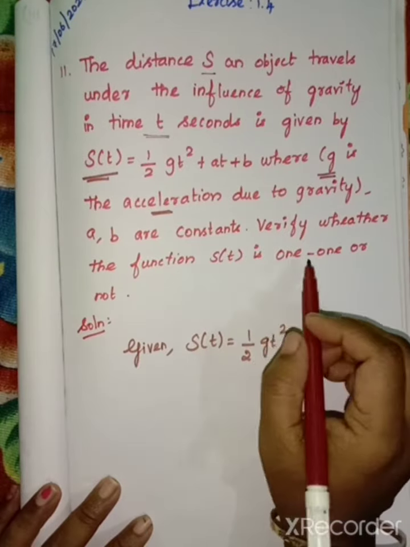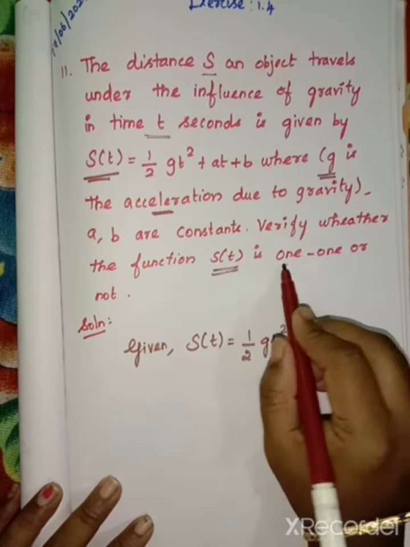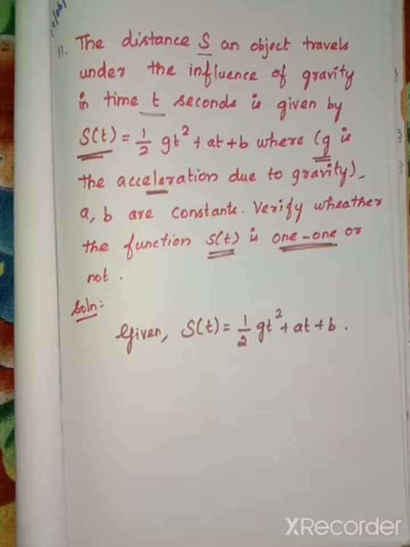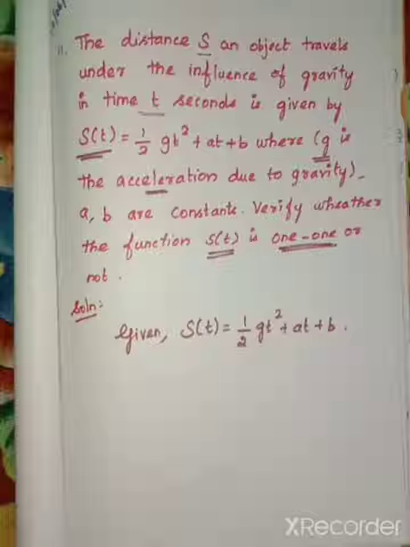Here we want to verify whether S of t is 1 to 1 or not. Here we didn't have any number. If you have a number, we can substitute and get the answer from the arrow diagram. If all the elements have distinct images, we say it is 1 to 1. For that, we have another method, that is f of x equal to f of y. If we take this and get x equal to y, then we say it is 1 to 1.